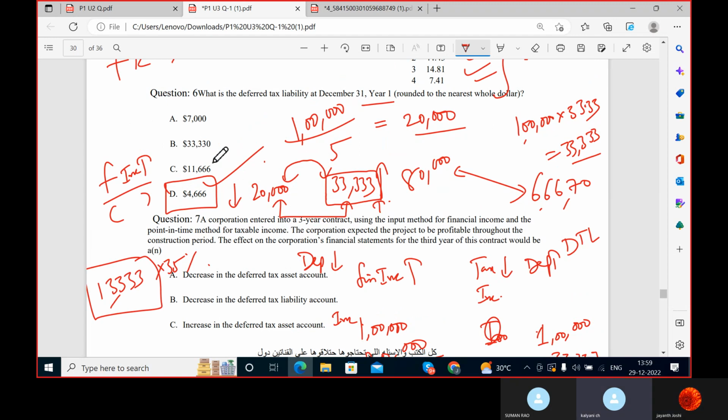Understood now? Yes, sir. Suman? So we have just taken the first year's value, 20,000 and 33,000. They are asking only first year, not asking for next years. So first year the difference is because of these two different depreciation amounts. And we know that here income will be more, here income will be less. So here DTL is created. DTL will be nothing but the difference in these two amounts into tax rate. Finished.